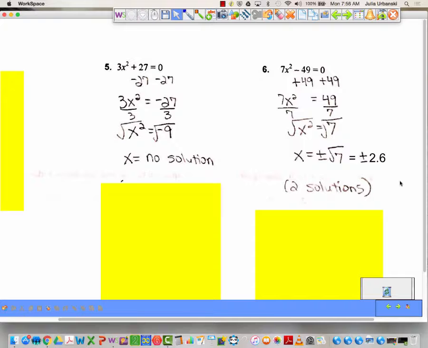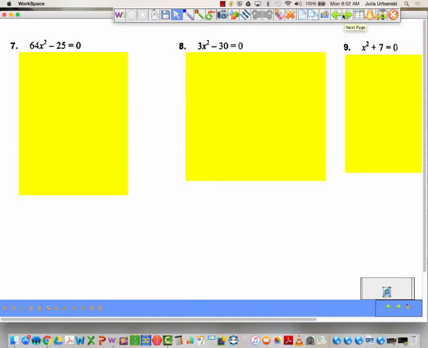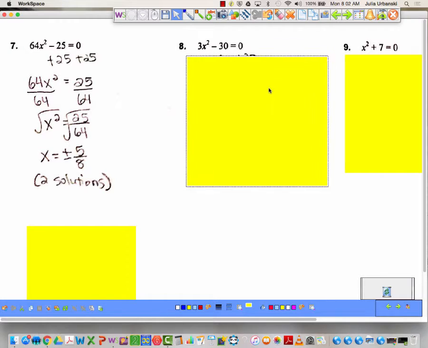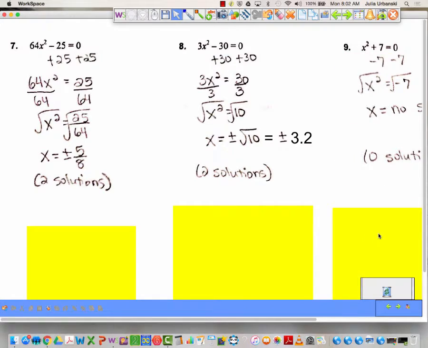All right, do the last 3 on your own right now. All right, so number 7, what do you get? Positive or negative, by the way, it's good. That's 2 solutions, 1 positive, 1 negative. For number 8, what do you get? That one was a decimal, wasn't it? Positive or negative 3.2 to the nearest tenth. And the last one? No solution. That's 0 solutions. Okay, good.